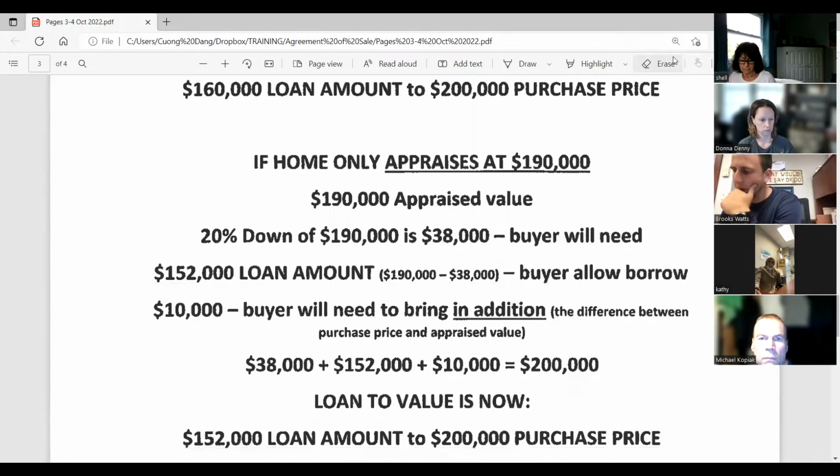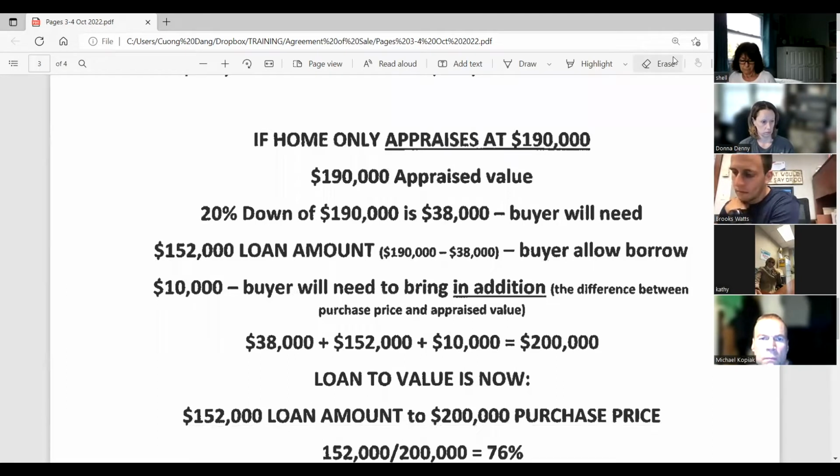Now, let's say for the same home, the $200,000 list price home that we just put under contract, if the home only appraises at $190,000, it's short $10,000. Okay. Now we have $190,000 appraised value. 20% down of $190,000 is $38,000. That's what the buyer needs to put down to buy this house. With that, the 80% of that is 152. That's the loan amount now. 190,000 minus 38,000 is what the buyer is allowed to borrow. Okay.